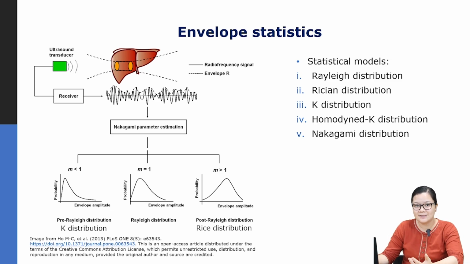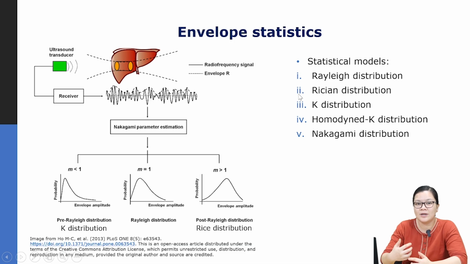So what we had discussed are these 5 statistical models. The Rayleigh distribution is one that corresponds to a fully developed speckle, meaning that you have a large number of randomly distributed scatterers. So there's no coherent signal component here. What it measures is basically a fully developed speckle with an SNR of 1.91. So this is the simplest form.